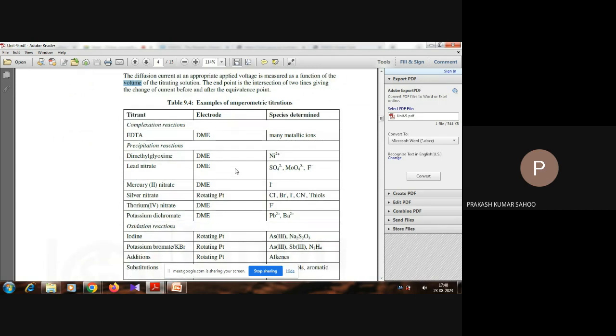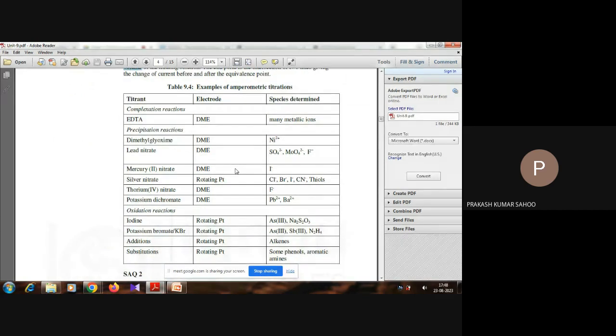Then we have the complexation reaction with EDTA. What will be the electrode? That is the dropping mercury electrode, and this combination can be used for the determination of many metallic ions.